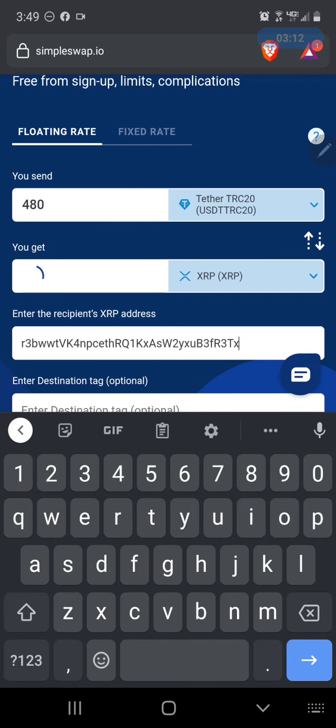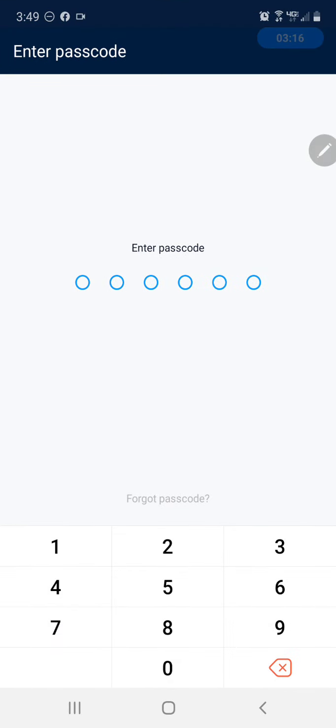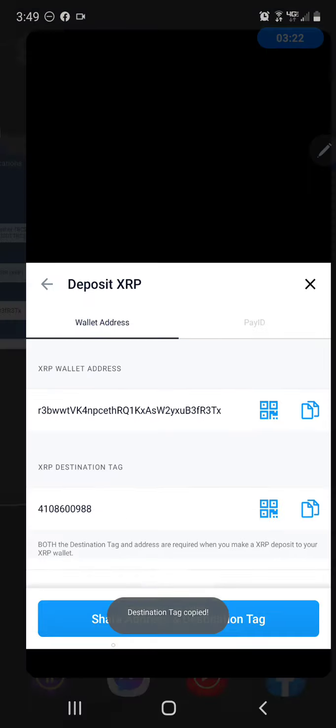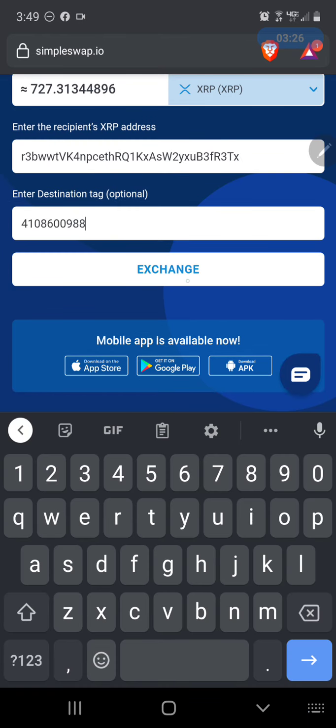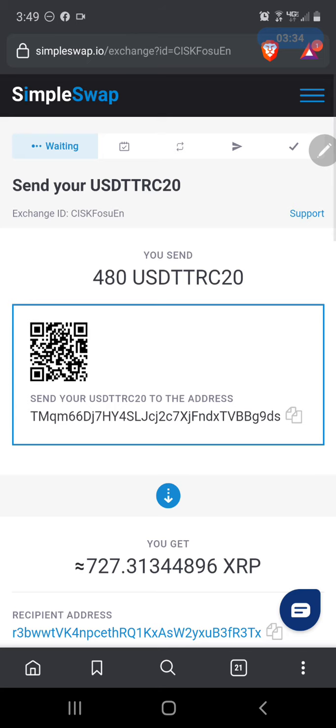It says to put in the address. We already got that half of it. Let's hop back over here. Okay, and it's asking for the tag, so we've got to copy the tag as well. Let's go ahead and paste that in there, and then we're going to hit exchange. Now it's going to give me the address for me to send the USDT. Okay, so that's what that is right there. We're going to go ahead and copy that.